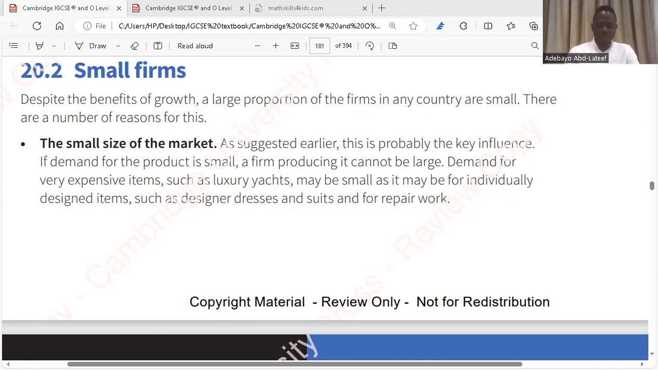So if you are witnessing a reduction in your average cost of production based on you expanding your business, it is called internal economies of scale. But if the whole industry is experiencing a reduction in the average cost of production, it is external.